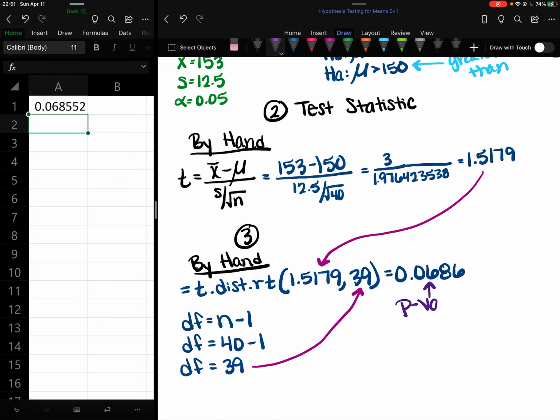And remember, the p in p-value means probability. So the answer should be between 0 and 1. When you write the p-value, it should start 0 point something because it's a probability. It is the probability of us observing 153 minutes for the average. So our p-value is 0.0686.